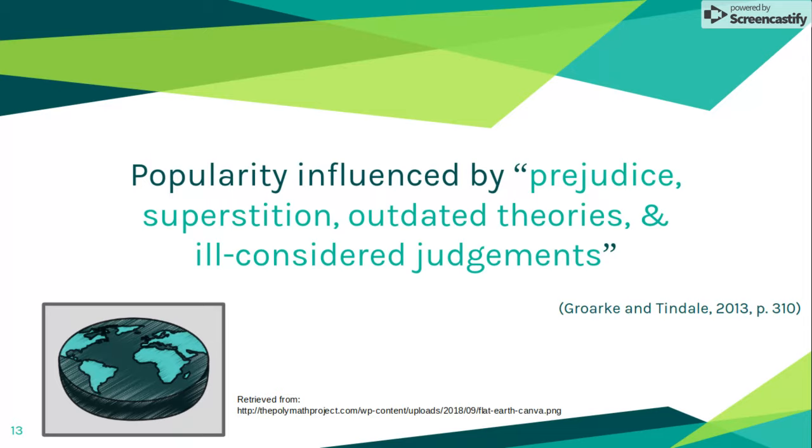Moving on. So, popularity is influenced by prejudice, superstition, outdated theories, and ill-considered judgments as well. This is also another reason why it is a very terrible fallacy, essentially. If you can see the picture in the bottom left-hand corner, it's a picture of the flat earth. There are some people who believe that the earth is flat. I don't think there are too many of them right now, but I know that there used to be a lot of people who believed in this. Even if some people still believe it, it is an outdated theory. It might still be popular in some places, but it is outdated, and therefore it is not true. Just because it's popular does not mean it's true. This was an example from the textbook, in case you were wondering.